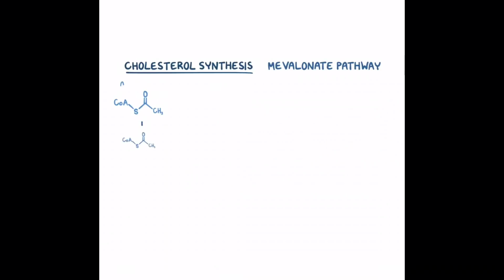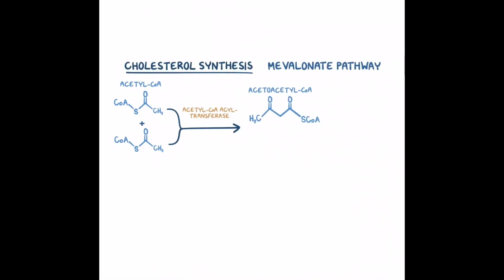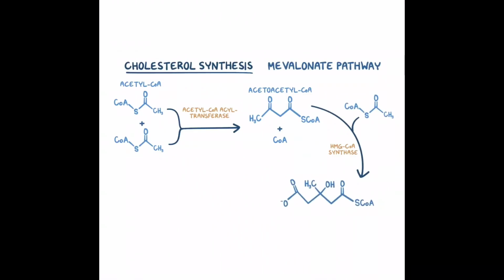It starts with two acetyl-CoA molecules getting joined together by the enzyme acetyl-CoA acyltransferase. The result is a 4-carbon molecule called acetoacetyl-CoA, and then a free CoA molecule. Next, the enzyme HMG-CoA synthase combines acetoacetyl-CoA and acetyl-CoA to form a 6-carbon molecule called 3-hydroxyl-3-methylgluteryl-CoA, or HMG-CoA. So 3 acetyls and then a free CoA molecule.